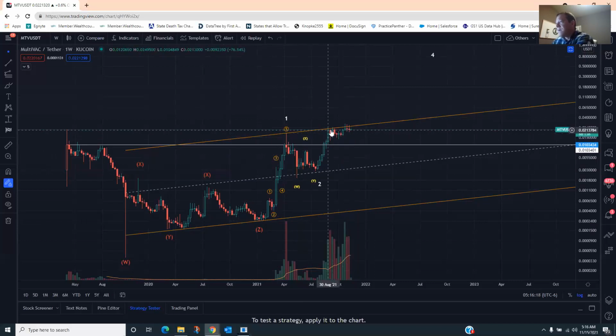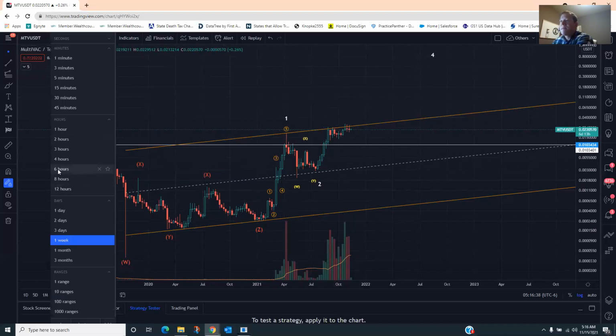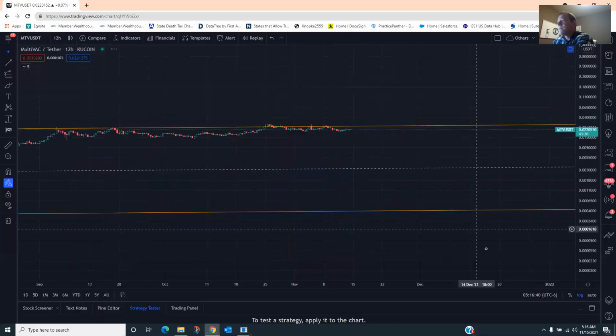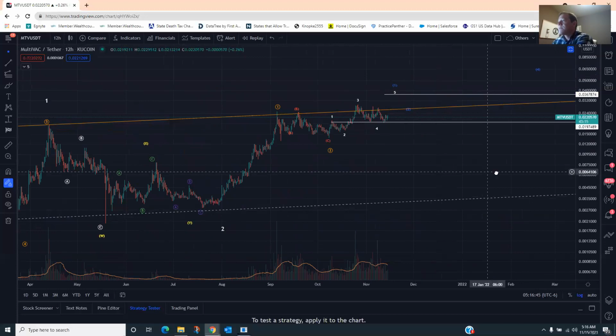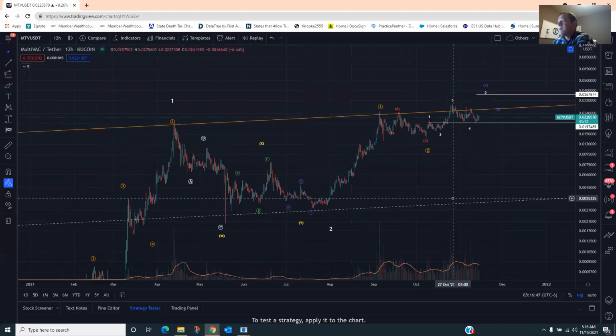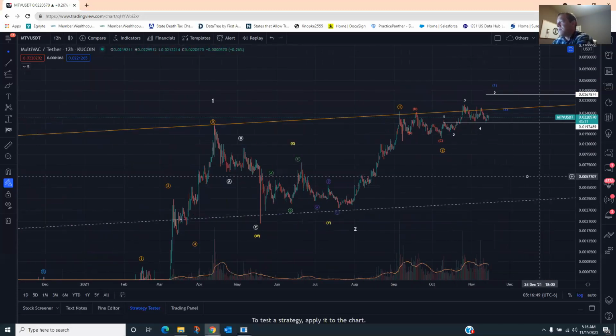And now you see the wick here, where we've been wicking above it and been rejected above it. Again, this is on the weekly. So we are accumulating right underneath what I see as the top line of the channel. So once we cross that and pop above that, what I see happening, again, is based on Elliott wave and a little bit of price action.